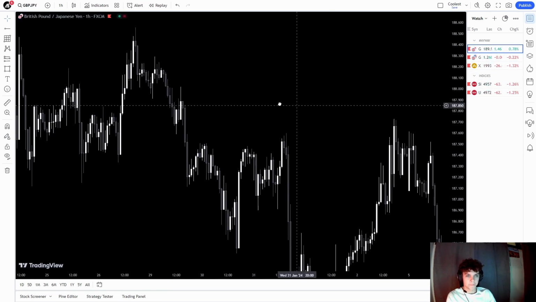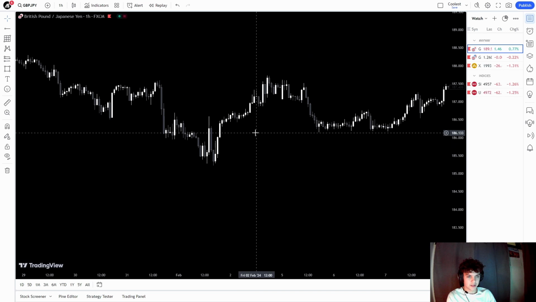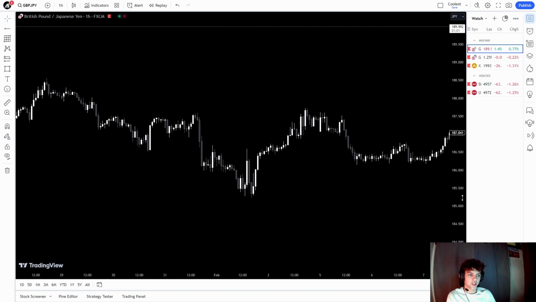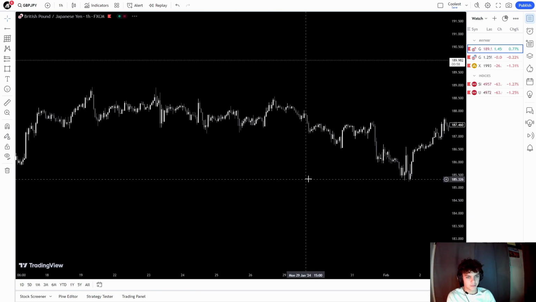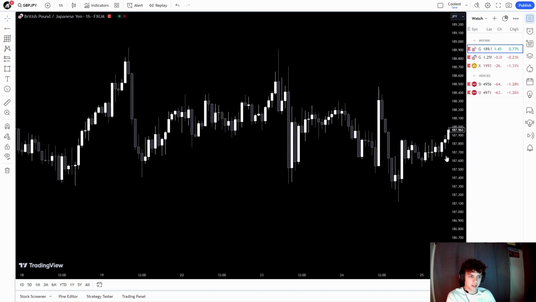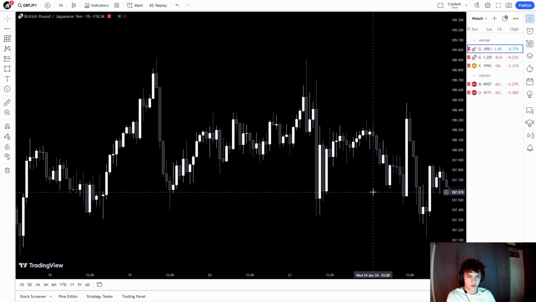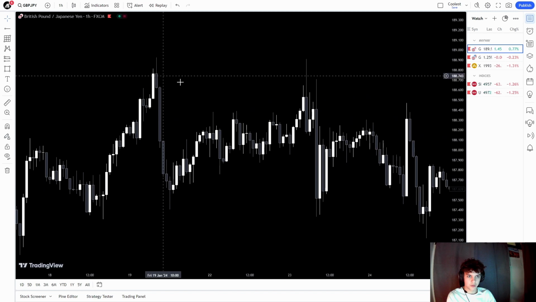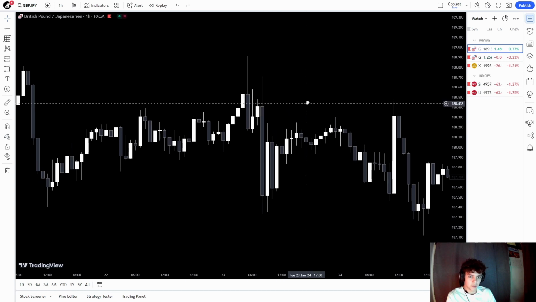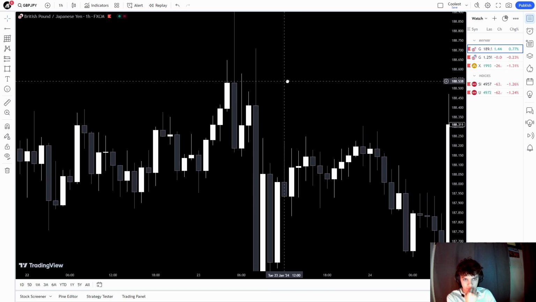Like, okay, GJ, great British pound against the Japanese yen. I trade this pair. Let me try to find an example of an order block. Okay, here is one example. Look at this.